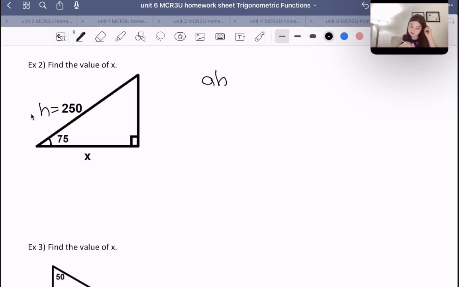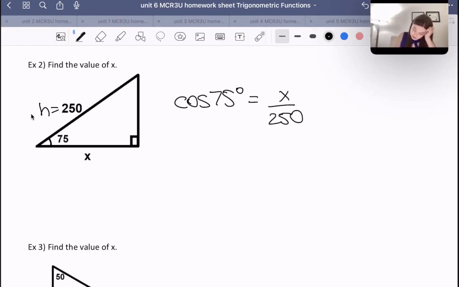So what trig ratio has to do with the adjacent and the hypotenuse? Well, let's see. For sine, well, no, that's not quite right. Cah, oh yep, that's right. And then toa, definitely not. So cosine is what we're going to use because cosine is adjacent over hypotenuse. So let's do it. Cosine of 75 degrees is equal to the adjacent, which is x, over the hypotenuse, which is 250. Then I'm going to cross multiply up that 250 to cosine 75 degrees. X is equal to 250 cosine of 75 degrees.